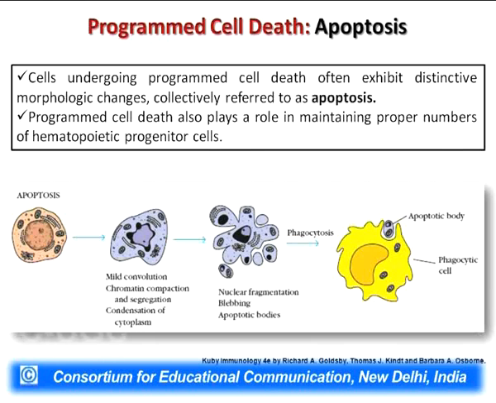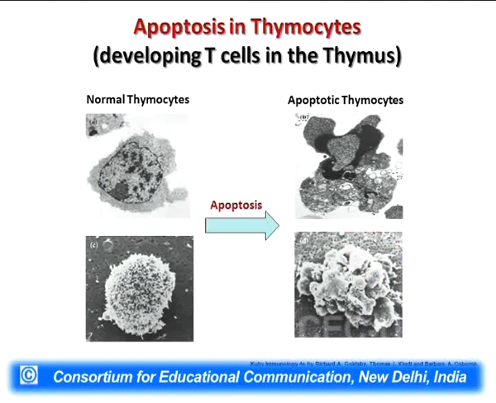This programmed cell death plays a very important role in maintaining homeostatic or steady state conditions within the hematopoietic stem cells also. So it is very essential that programmed cell death functions properly. Now, if you see the picture here, I have shown how apoptosis occurs in thymocytes. Thymocytes are the T cells which are developing in the thymus, which is a primary lymphoid organ which we will be discussing right now.